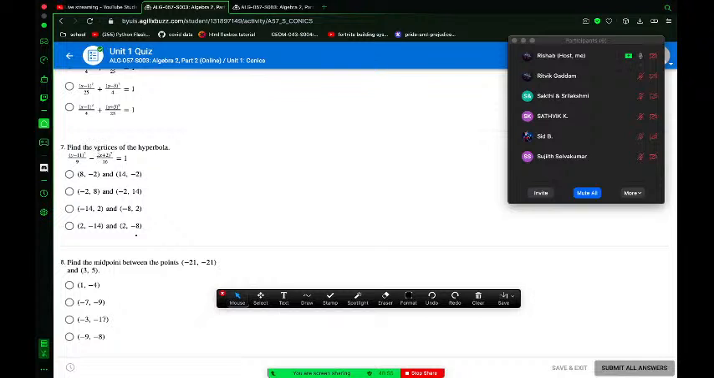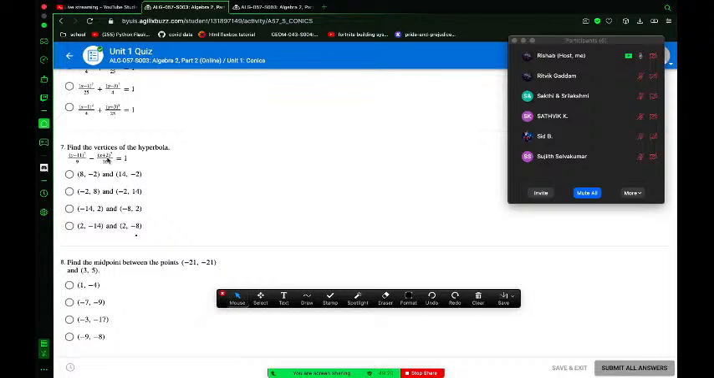So now we know that this is a horizontal transverse axis. So now we can find the vertices of the hyperbola. So we know that the short distance is 9, so that's 3. And it's 3 to this side and 3 back.